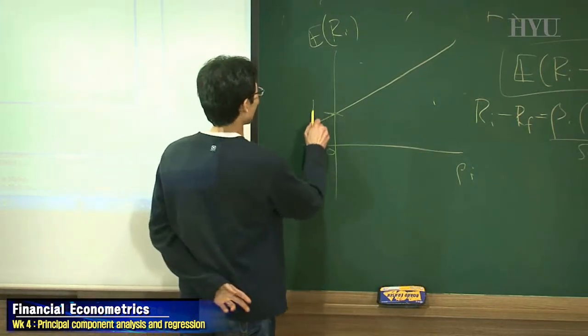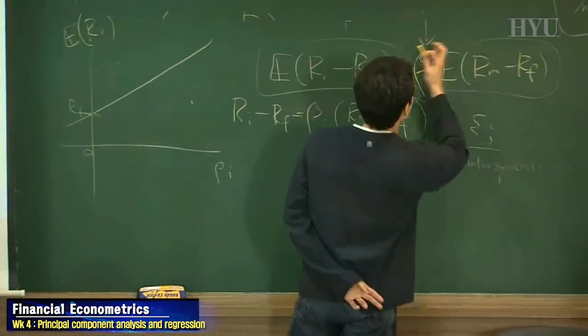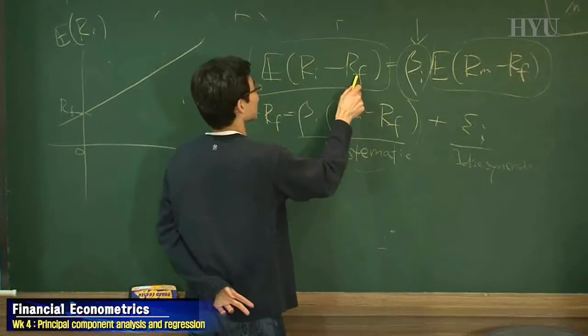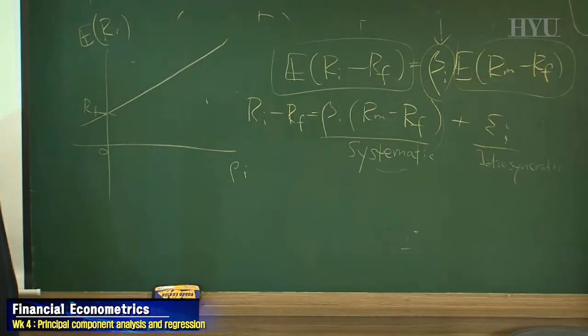This is the risk-free rate, right? You can plug in beta equals 0. This entire part is 0. The expectation of the risk-free rate is simply the risk-free rate. So this is RF.